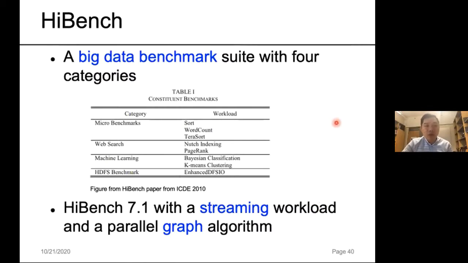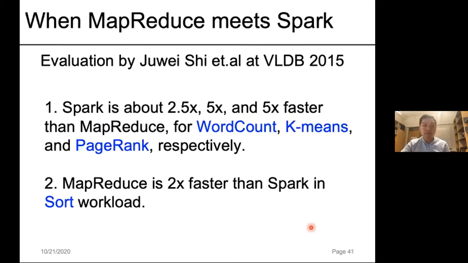So in addition to the AMP Big Data Benchmark, HiBench is another popular big data benchmark suite with 4 categories, including the micro benchmarks, the web search benchmark, the machine learning workload, and the HDFS benchmark. And recently, HiBench 7.1 also adds a streaming workload and a parallel graph algorithm.